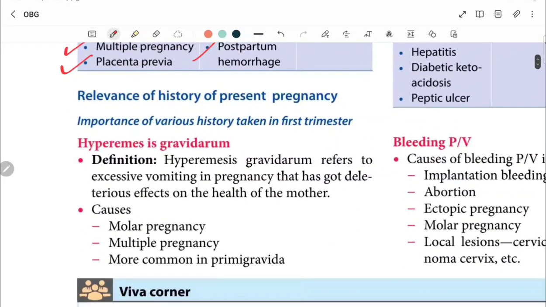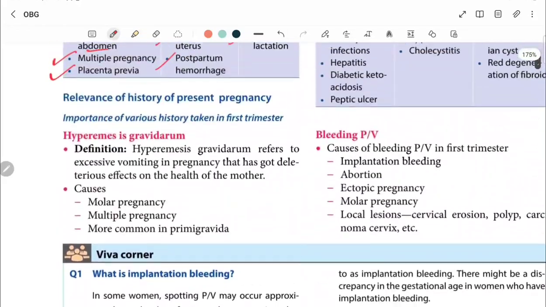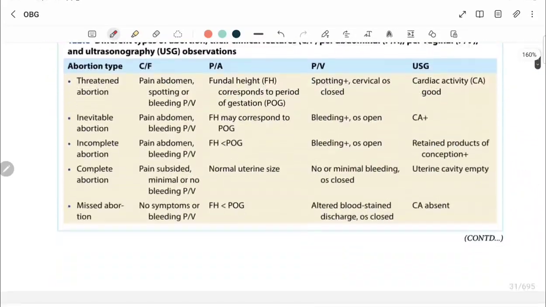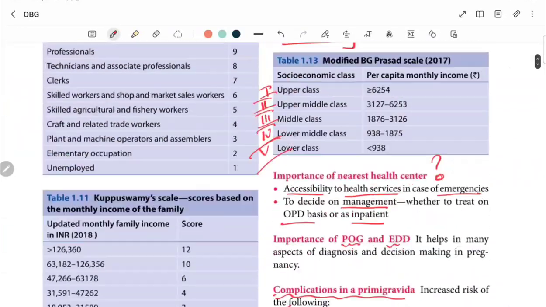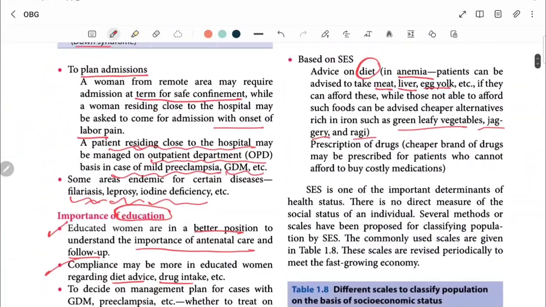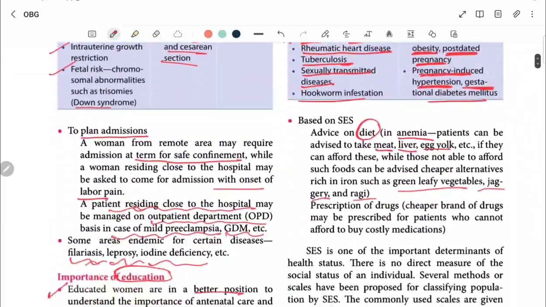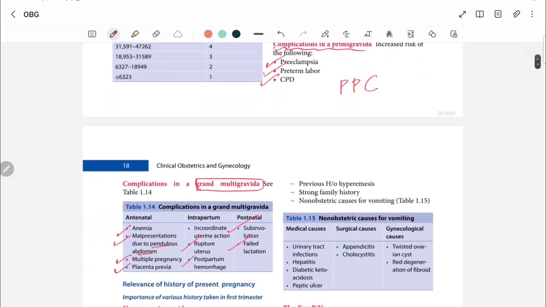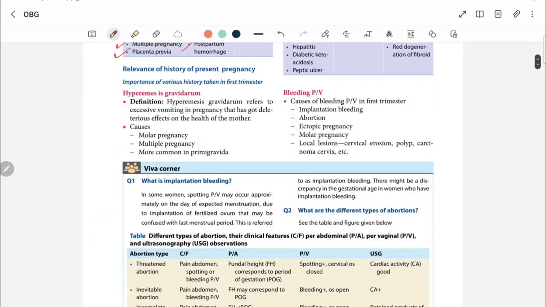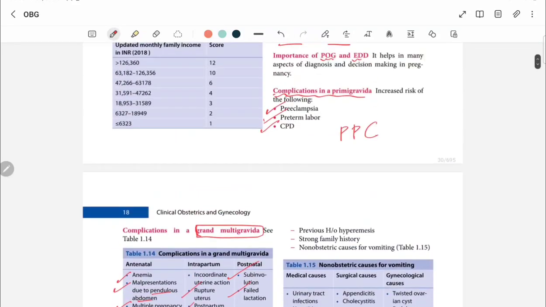So now let's look at the importance of the various history that is taken in the first trimester. The examination part and the basic viva questions, like the importance of asking name, are all covered in this video. In the next video we will be covering the relevance of history of the present pregnancy in the first trimester, with detailed viva questions.